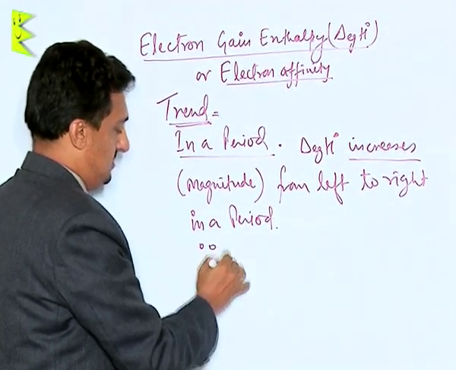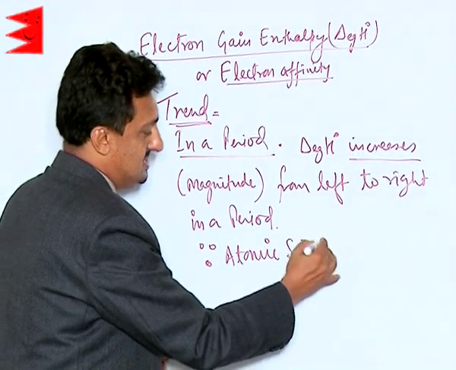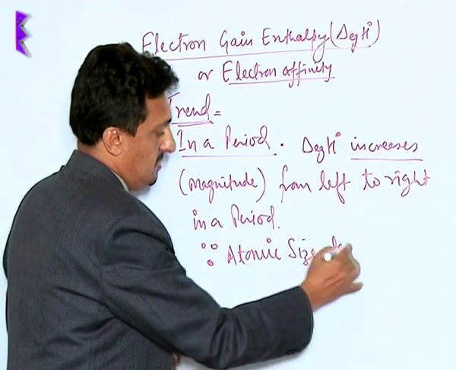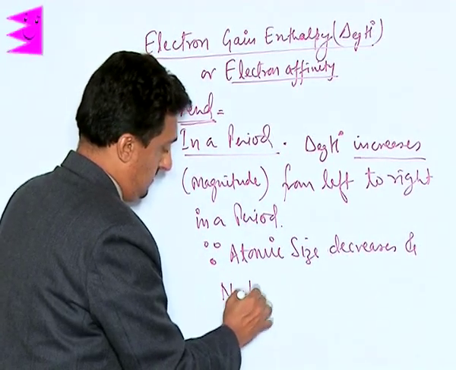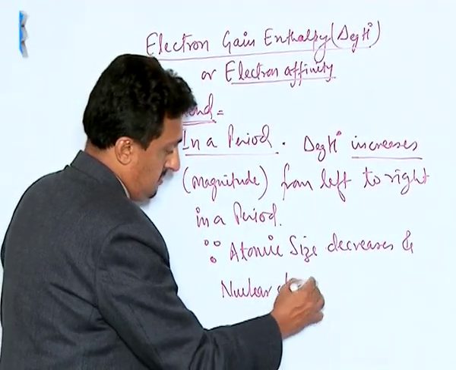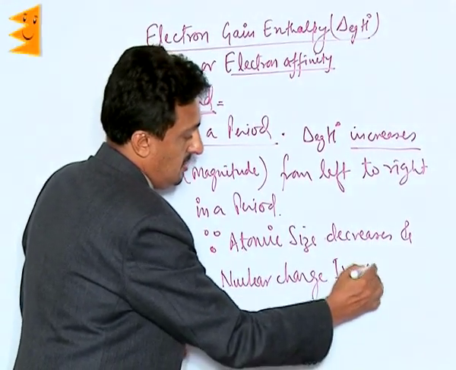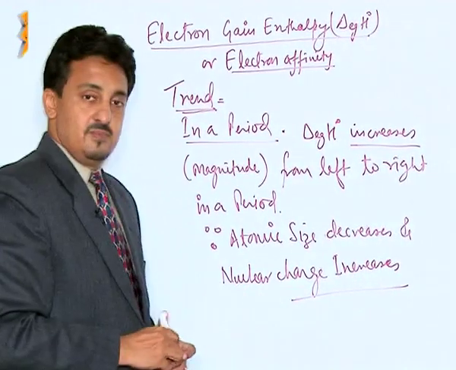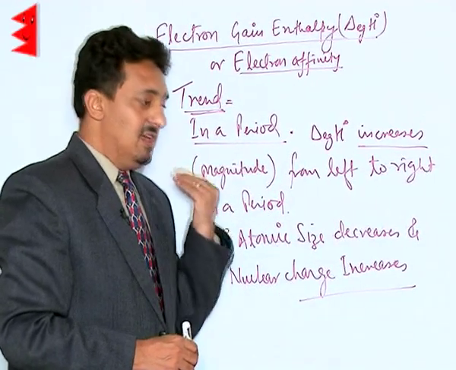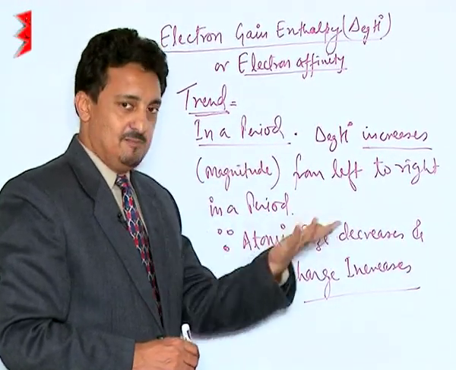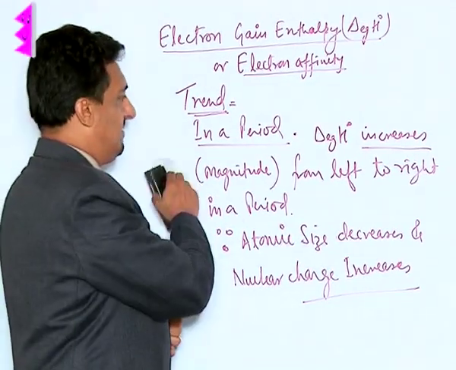Why? Because atomic size decreases and nuclear charge increases. So that's why the electron gain enthalpy increases as we move from left to right in a period. Now let us study this with an example.